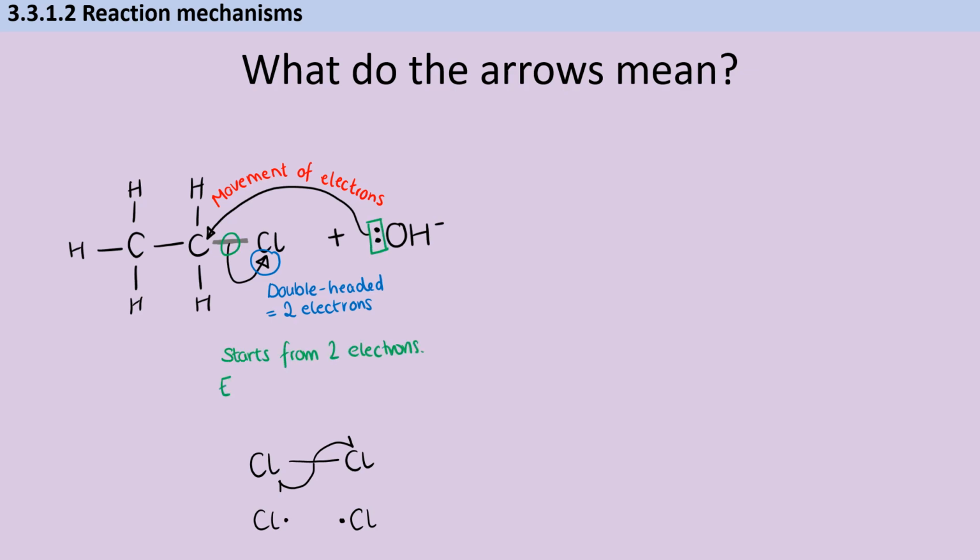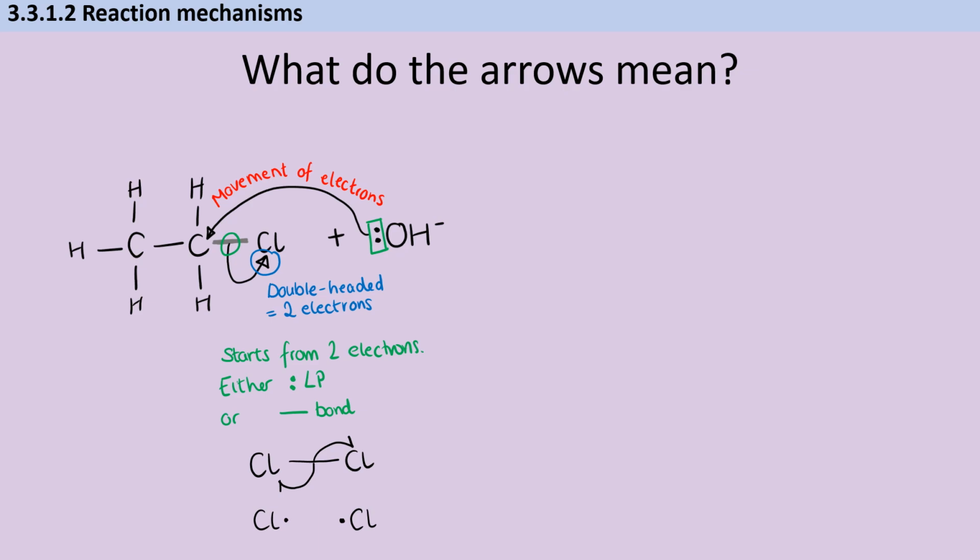You'll also see that each one of the arrows starts from a pair of electrons. So we've got the double dots on the hydroxide. That shows me that's what we call a lone pair. So a pair of electrons that aren't involved in a bond. So I've got one arrow that goes from that lone pair, and the other arrow that I've drawn goes from the covalent bond between the carbon and the chlorine. So again, that's an electron pair.